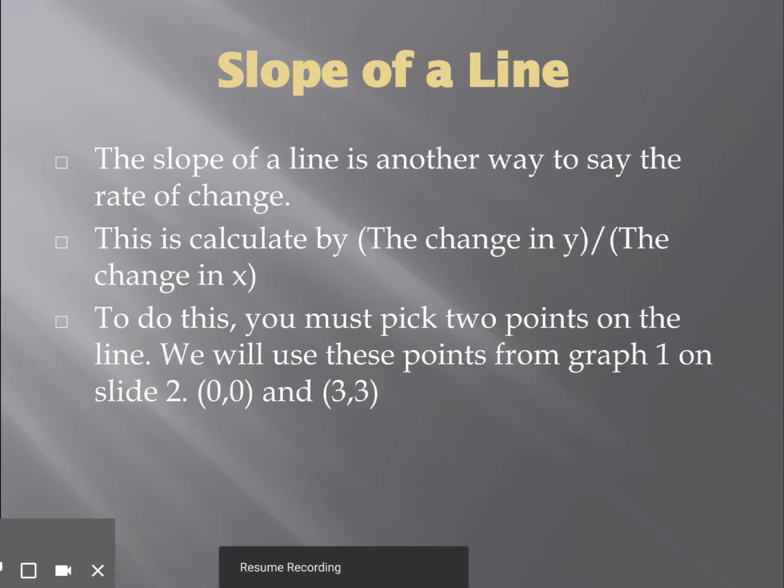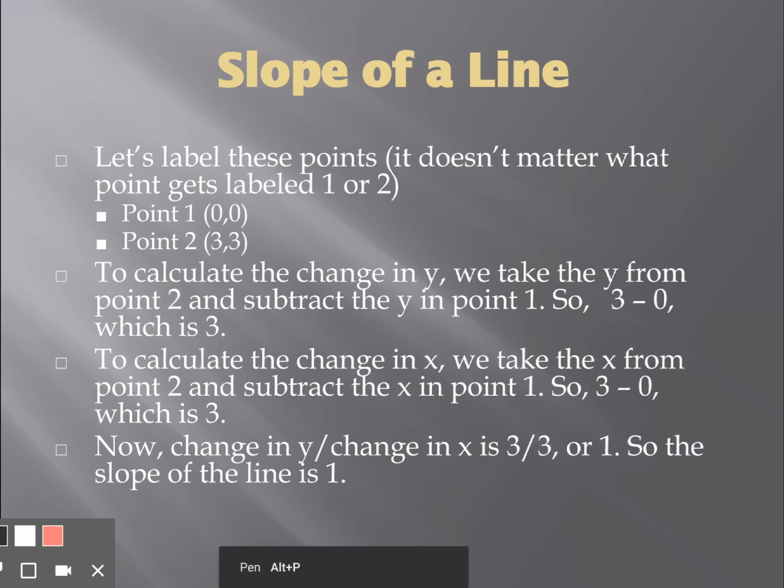So your objective here in this lesson is to be able to calculate the slope of a line. The slope of a line is another way to say the rate of change. This is calculated by the change in y divided by the change in x. So to do this, you have to pick 2 points on the line. So if we had a graph, like from number 2 in our previous example, we had 2 points here, (0, 0) and (3, 3). So again, the points we were using were (0, 0) and (3, 3).